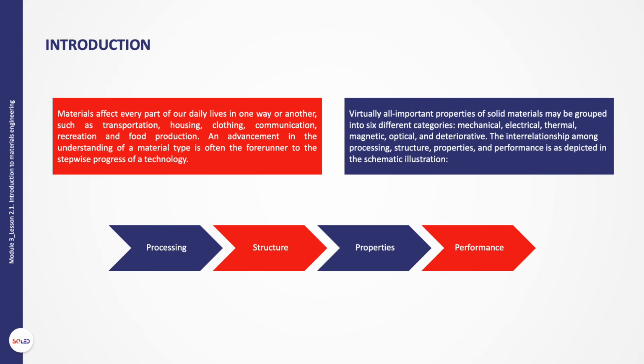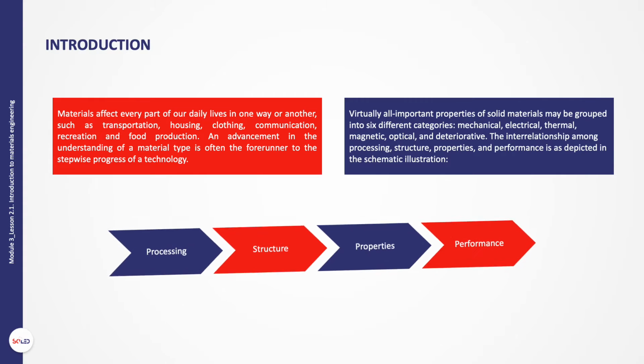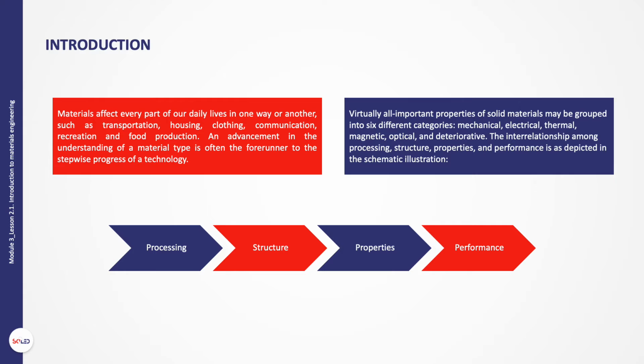Virtually all important properties of solid materials may be grouped into 6 different categories: mechanical, electrical, thermal, magnetic, optical, and deteriorative. In addition to structure and properties, 2 other important components are involved in the science and engineering of materials, namely, processing and performance. The interrelationship among processing, structure, properties, and performance is as depicted in the schematic illustration.